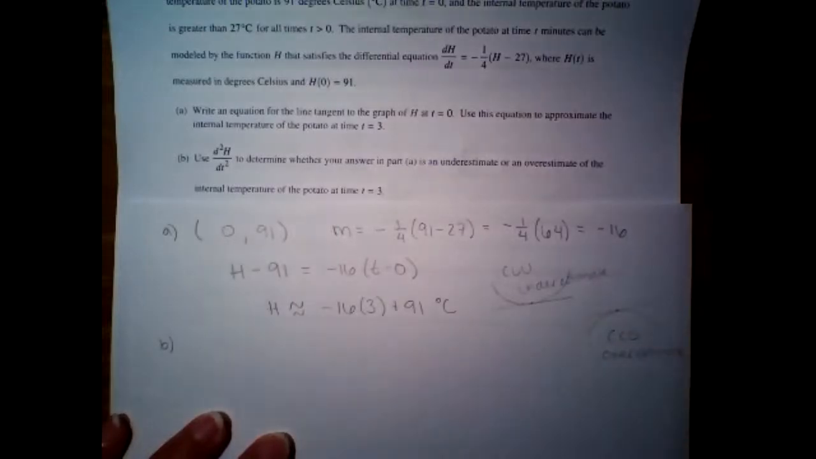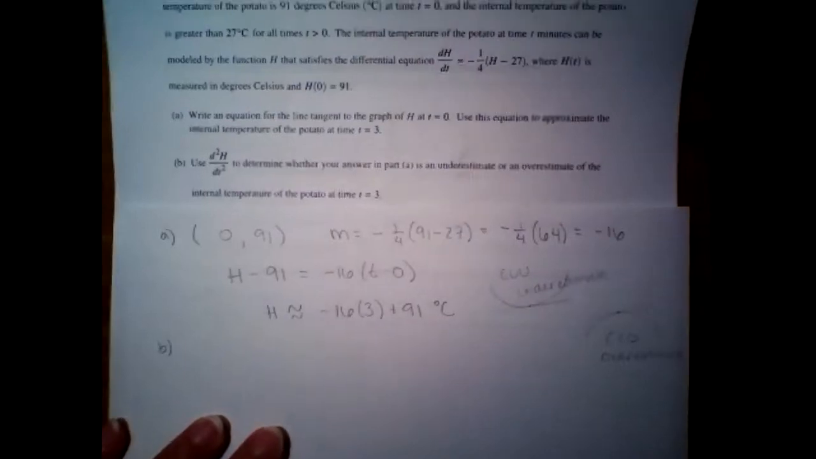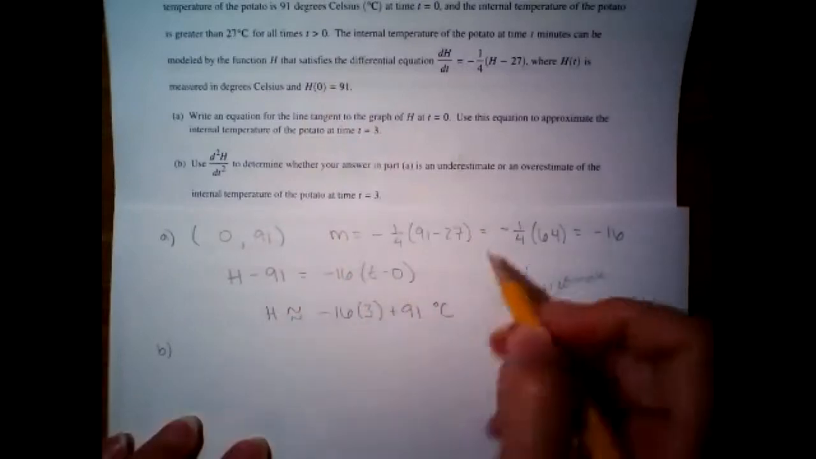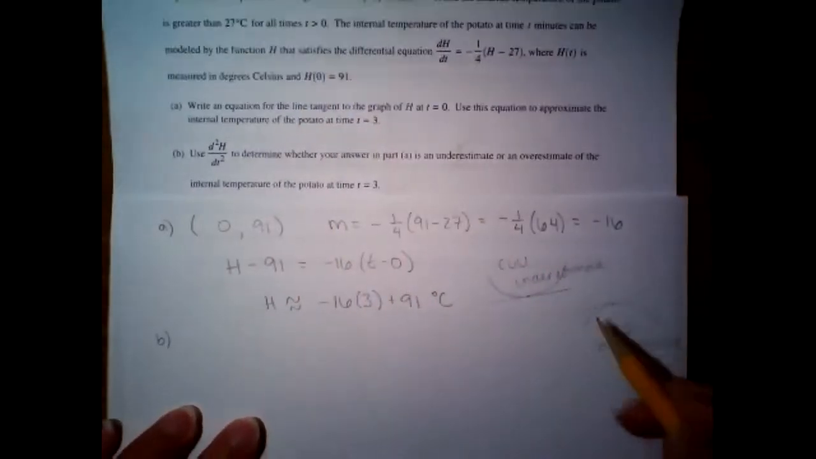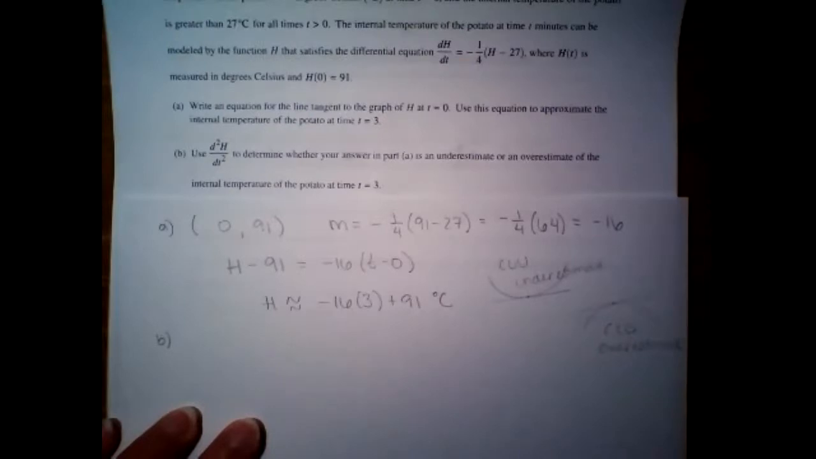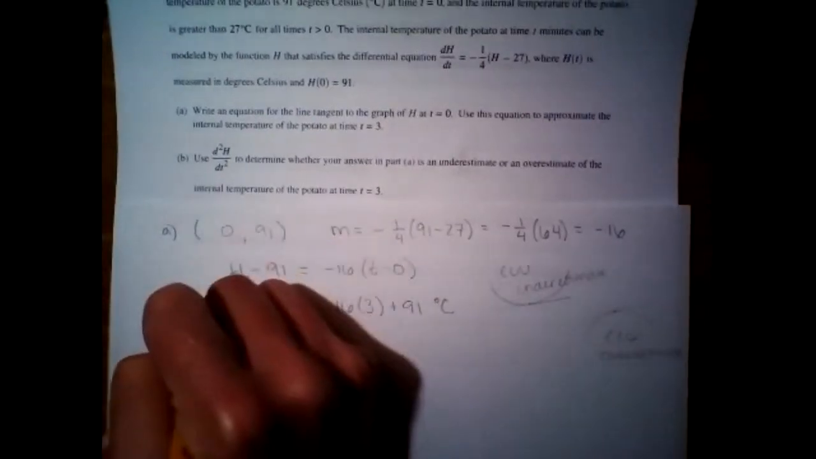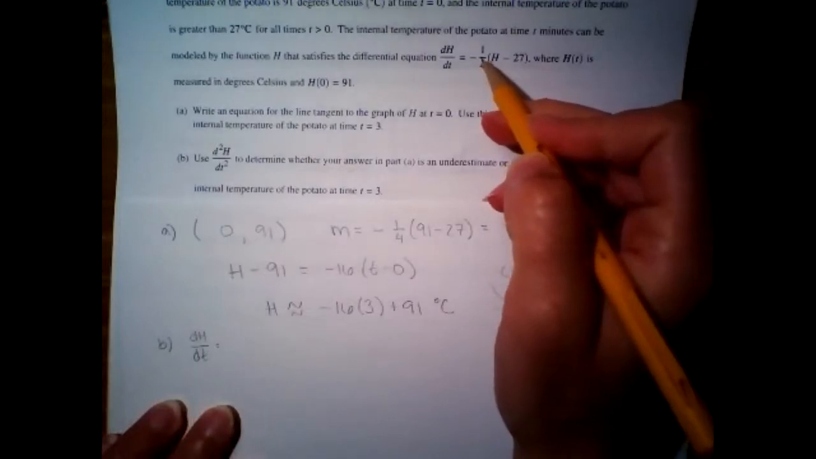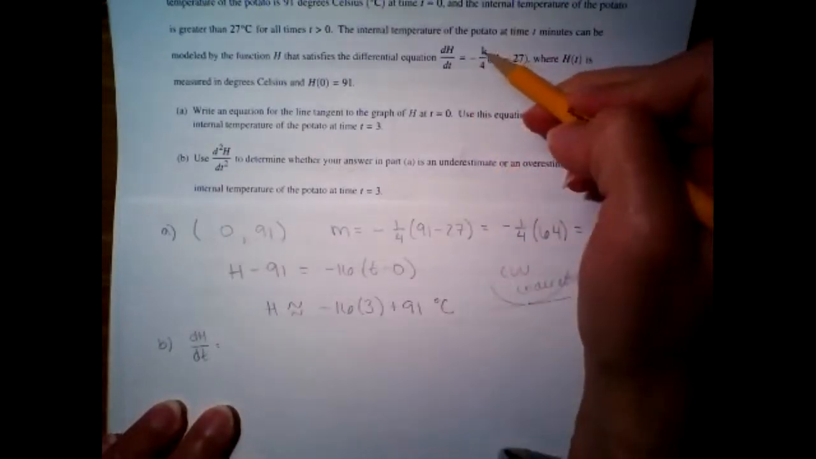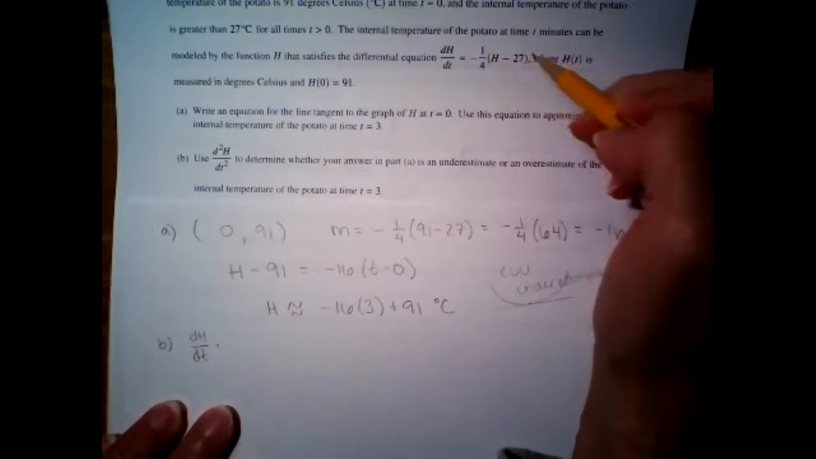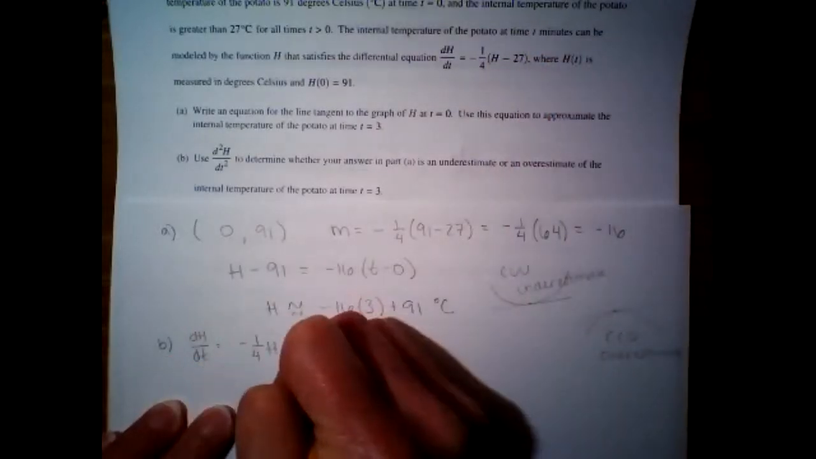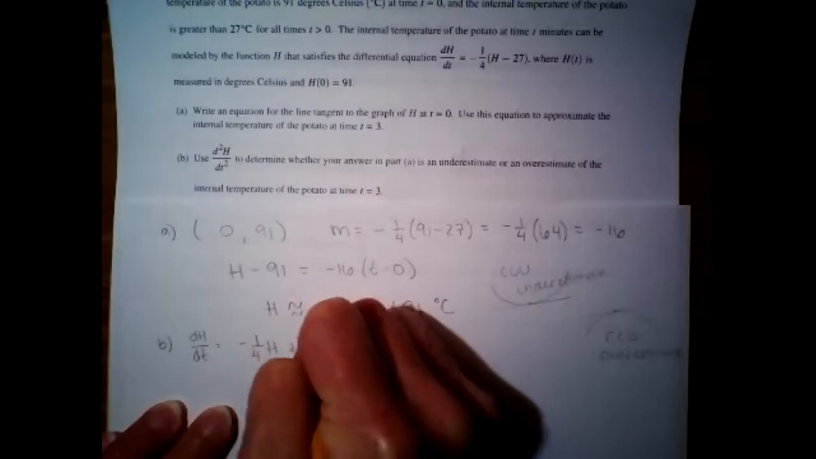So we're going to find the second derivative at this point, this 0, 91, and see if it's concave up or concave down, and that will tell us whether we have an underestimate or an overestimate. So first thing I'm going to do is rewrite this dH dt, and you don't have to do this. This is like a personal preference. I just kind of prefer it written this way. I'm going to distribute the negative 1/4 into there. It would be negative 1/4 h plus 27/4.